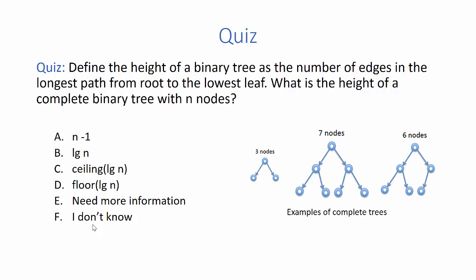If you take something like log 7, it's 2 point something. Log 6 is 2 point something. If you go to log 8, that's 3. But when you go to 8 from 7, your height increases to 3. So log 8, it's the floor that you want.